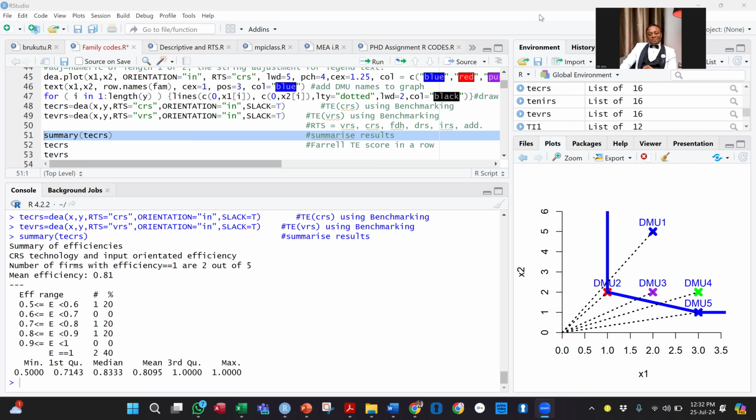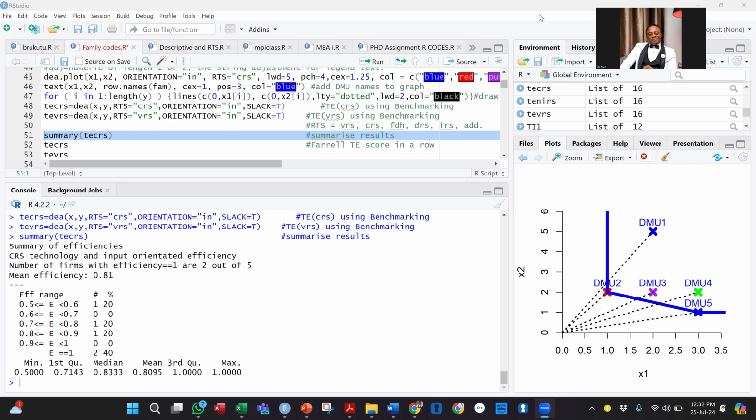But you see, what these experts have done is that they have also created a statistical test that can be used to tell whether the industry is truly VRS or truly CRS. And that is called the non-parametric test of returns to scale.